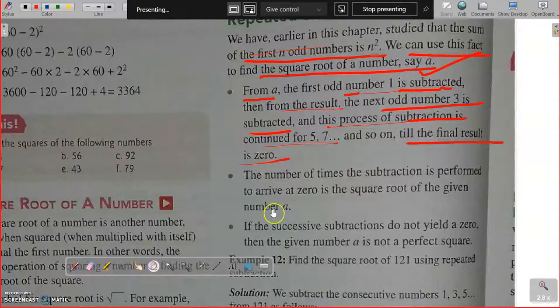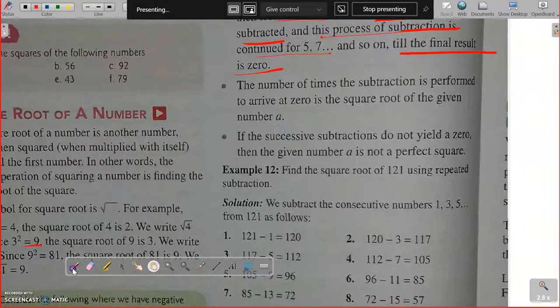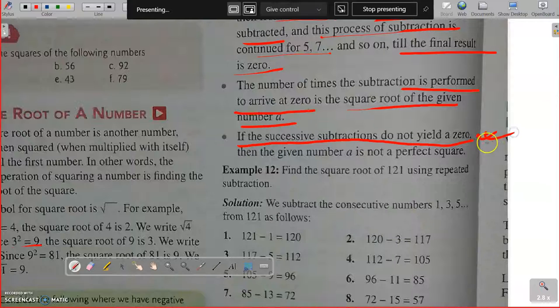When the final result becomes 0, what will you do? It has been said in the next point: the number of times the subtraction is performed to arrive at 0 is the square root of the given number. If 0 comes, then the number of subtractions of consecutive odd numbers needed to reach 0 is the square root of the given number. Now, if the successive subtractions do not yield 0, then the given number a is not a perfect square. Got it?